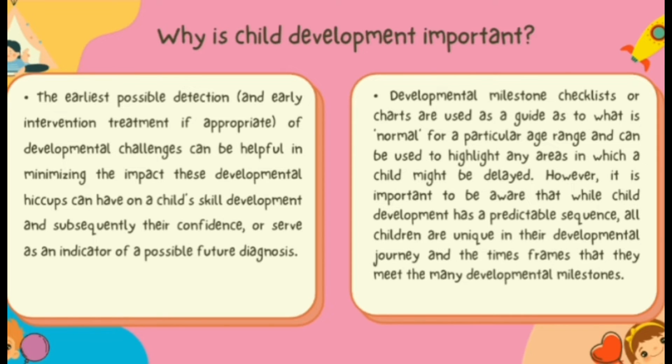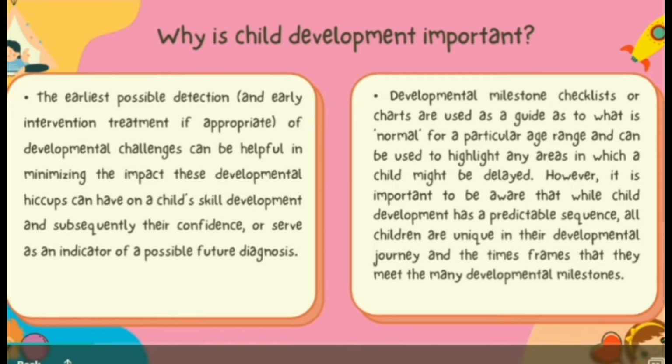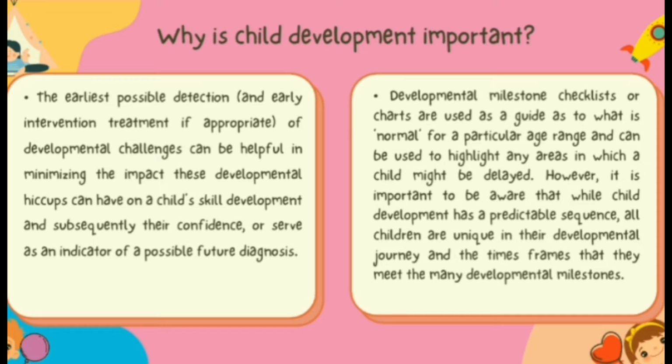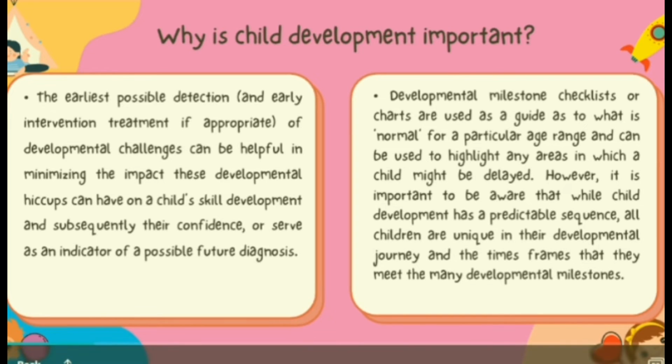So, mga ganyang example. So, developmental milestone checklists or charts are used as a guide to what is normal for a particular age range and can be used to highlight any areas in which a child might be delayed. So, of course, delayed sa speech, delay sa paglalakad, yung parang malaki ka na pero hindi ka pa rin naglalakad, yung medyo malaki na pero hindi pa rin nagkakaroon ng first word as a child.